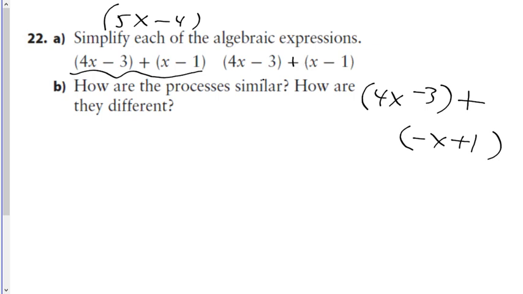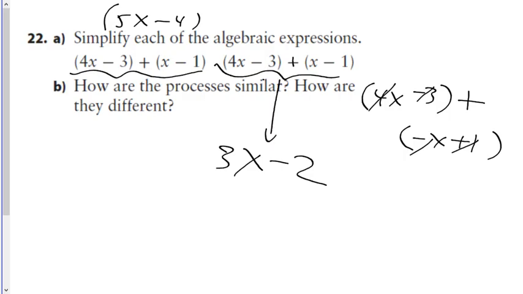But by looking at it this way, you definitely know when you gather your x's, you're going to have 3x. When you gather these 2, you're going to have -2. So your solution for the second one, when you combine these 2, is this. But remember, it's subtraction.